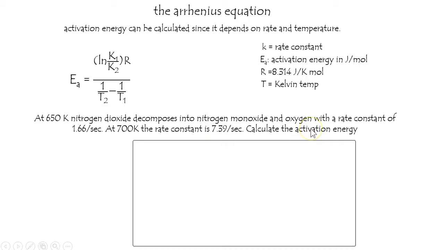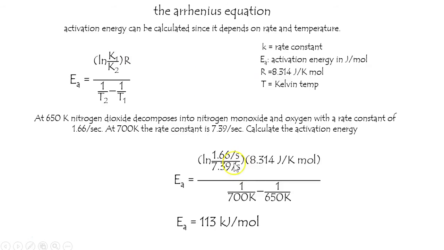Find the activation energy. Well, we've got everything. We've got K1, we've got K2, we've got R even. Let's plug in and find out what happens. So plugging in those two numbers and those two temperatures and solving finds that the activation energy here is 113,000 joules per mole, which we've simply converted to 113 kilojoules per mole, since 1,000 joules equals a kilojoule. That's an introduction to the Arrhenius equation.